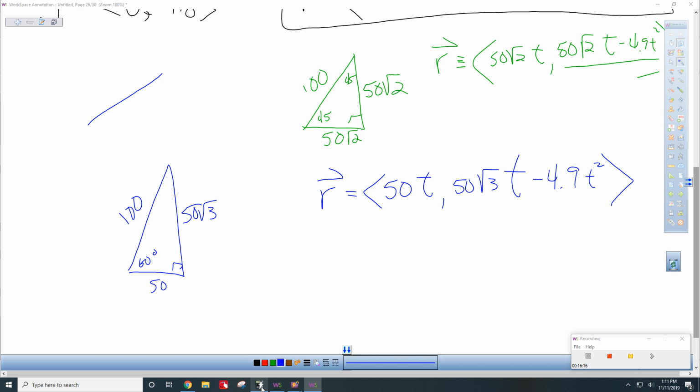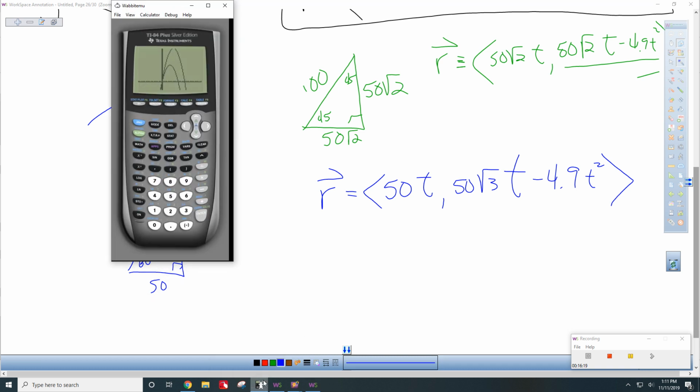Alright, let's put that in our graphing calculator. Y equals, let's go down one more. We're just graphing the y, examining which one goes the highest. 50 radical 3 x minus 4.9 x squared. Let's see what happens to this one. It goes the highest and the furthest. Interesting. I like it.